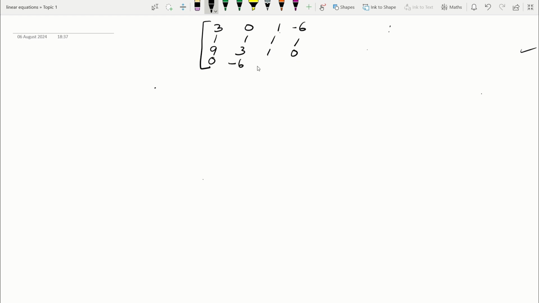First row is 3 0 1 minus 6. Second row is all 4s are 1 only. Third row is 9 3 1 0 and fourth row is 0 minus 6 1 9. I am writing the matrix. See, 3 0 1 minus 6 here, and here all 1.